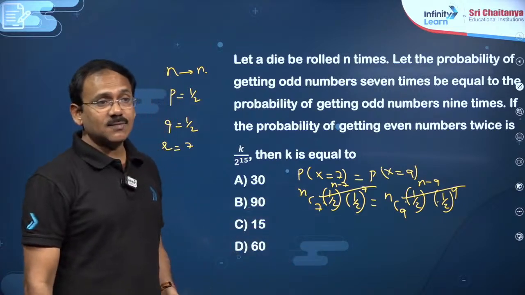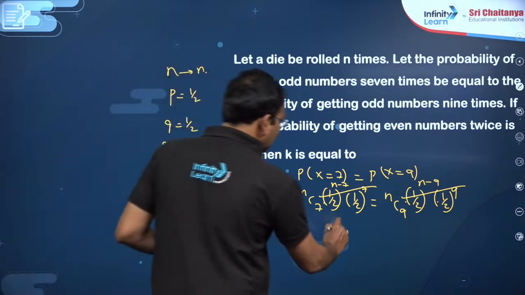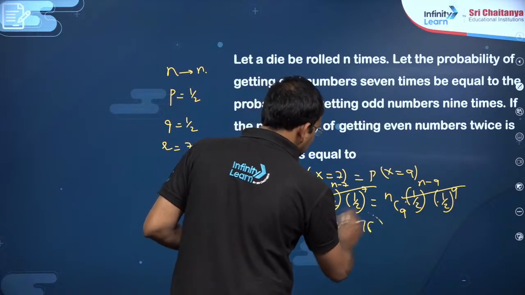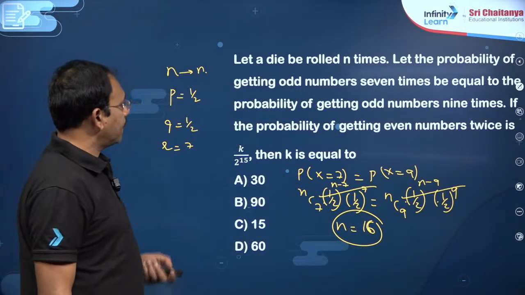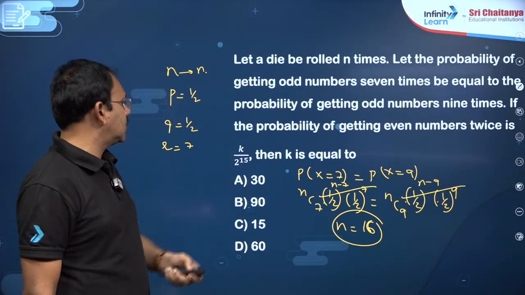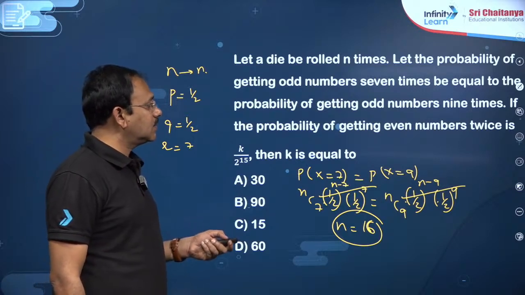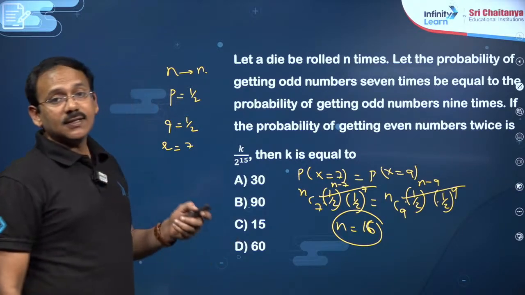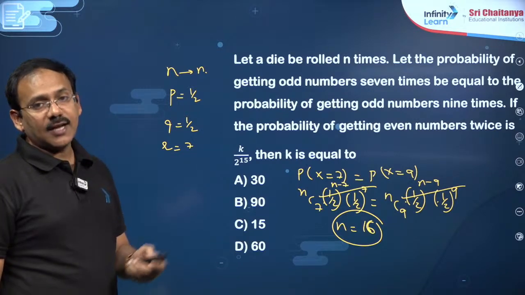nCr is equal to nCs means either r is equal to s or r plus s is equal to n. n must be 9 plus 7, which is 16, my dear friends. If n is 16, now the probability of getting even numbers twice means the die is thrown 16 times.